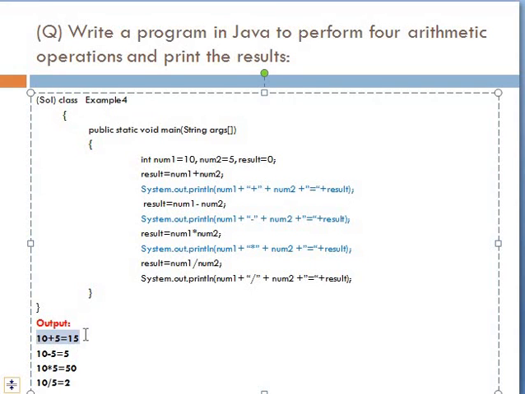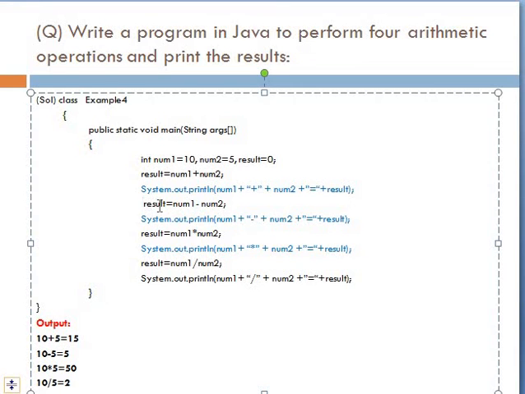So this is the first expression that gets displayed in the output. And once this is done, the statement gets terminated with the help of a semicolon. Once the statement gets terminated with this semicolon, the control shifts to the next line, and again the value of result has been calculated.